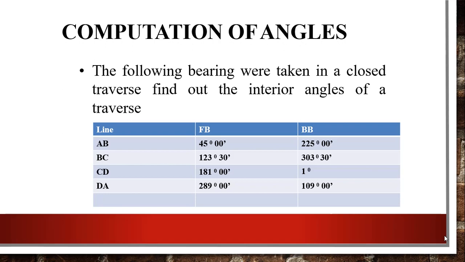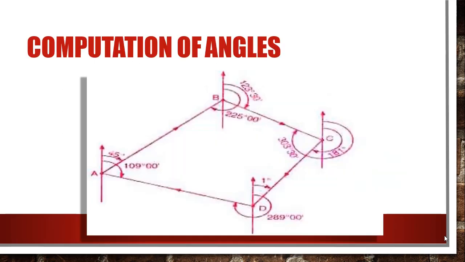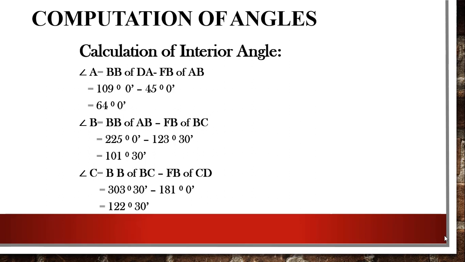In such a case, if the back bearing is not given in the numerical, then you should be able to calculate it with the help of the previous concept, that is adding 180 degrees or deducting 180 degrees, you will be able to get the back bearings. So here in this case the fore bearing and back bearing are given. So this is the overall diagrammatic representation of the traverse, that is a closed traverse. So begin with the solution. You have to calculate the interior angle.